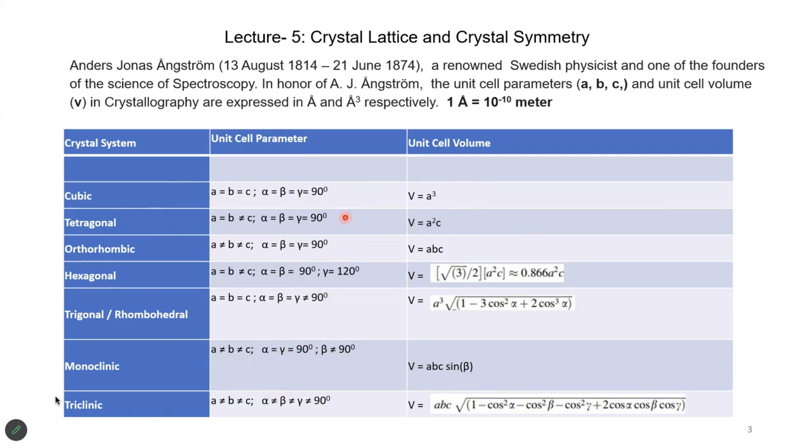One has to remember that in crystallography, the length of the unit cell parameter is expressed in Angstrom, to honor Anders Jonas Angstrom, a renowned Swedish physicist, who is the father of the science of spectroscopy. So to honor him, the unit of unit cell parameter and cell volume is represented as Angstrom. And 1 Angstrom, you know very well, is 10 to the power minus 10 meter.